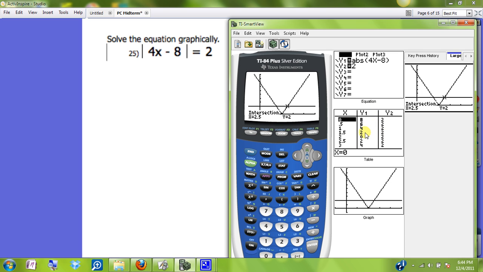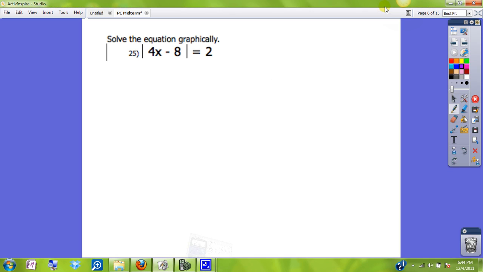By my table of values, I can see that they both equal 2 at 1.5 and 2.5, so that also confirms that. Algebraically, this could have been solved by setting a -2 on the left-hand side and solving both of those equations as a result. So let's just write this in. X is equal to 1.5 and 2.5.